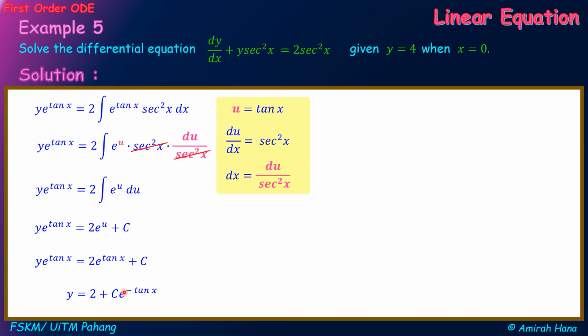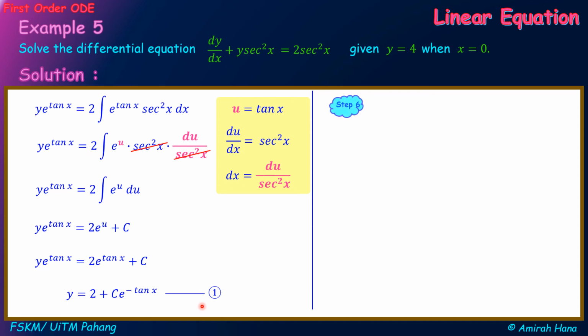This is our general solution. Okay. But from the given question here, we have an initial condition. It means we need to find the value of C. To find the value of C, we need to apply the given initial condition. So for this equation, we can name it as equation 1, so that it's easy to refer.